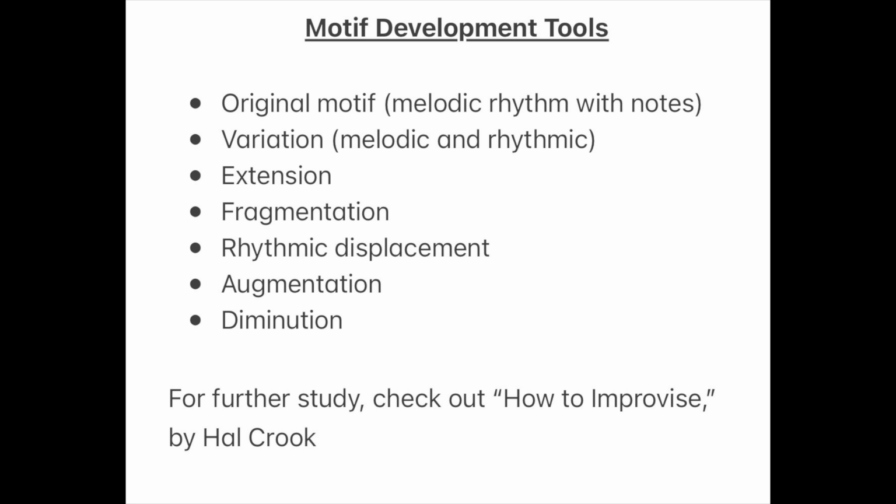There's augmentation, which means making the time values of the motif longer. For example, taking a motif containing quarter notes and making them half notes. Diminution means making the time values shorter. For example, taking a motif that contains half notes and making them quarter notes. This week's line involves 4 specific motif development tools: melodic variation, rhythmic variation, fragmentation, and extension.